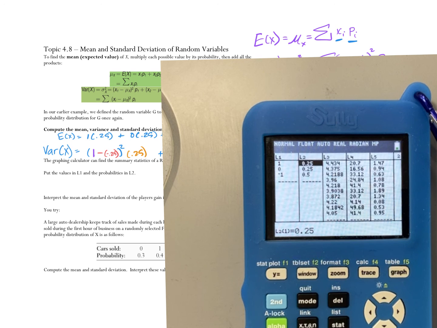Now, before, when we used the calculator to get like mean and standard deviation, we ran the one variable stats, okay? If I did that on just L1, guys, what's my mean of L1 going to be? If I asked you guys to find the mean of 1, 0, and -1, it would be 0, right? And what I basically need to do is tell the calculator, well, wait a minute, that -1 happens more frequently. So that's why I put in the probabilities in L2. Is everybody with me so far?